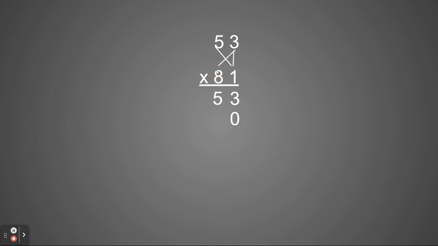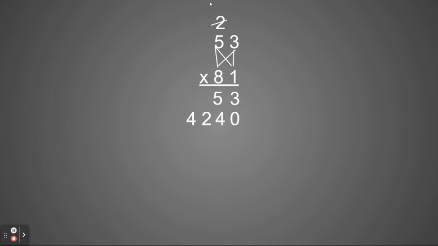My tens times my ones, 8 times 3 is 24. I'm going to put the 4 because it's in the ones place and carry my 2 above the tens place because that's the next place value that I'm going to be multiplying. Then I'll multiply 8 times 5, my tens times tens. 8 times 5 is 40. And I need to add that extra 2 above to make it 42.